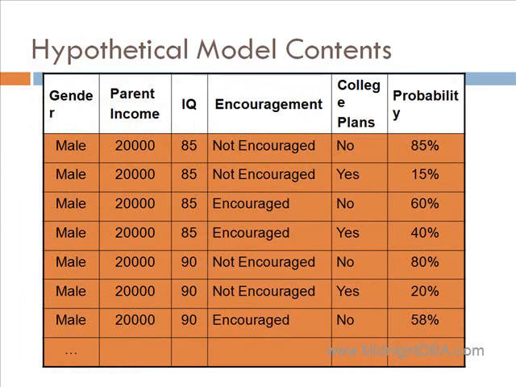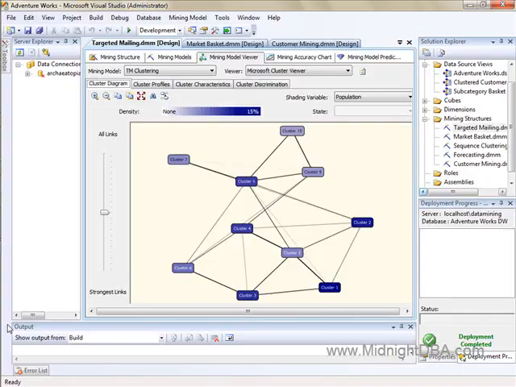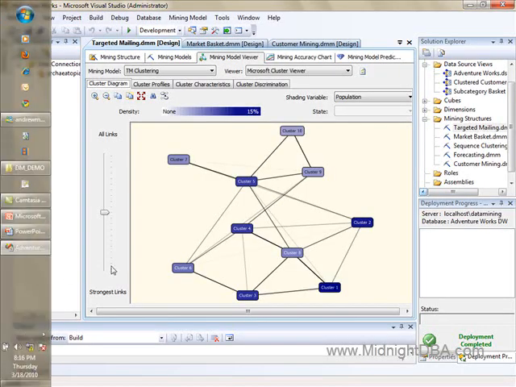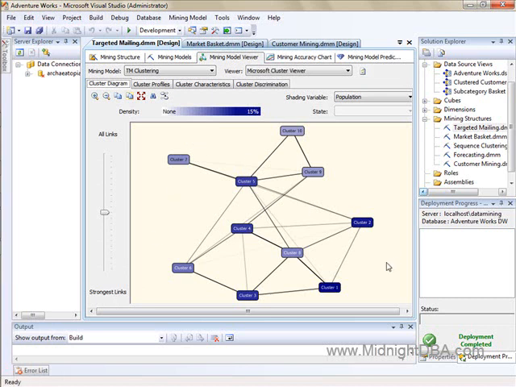So here's some sample output of essentially a probability. We're trying to predict the college plans and their probability, and these are different aspects of the population that you're trying to summarize here. Okay, all right, so we have a model here. We'll play with this a little bit more. So this is using a clustering model, which is essentially looking for population densities for different attributes.